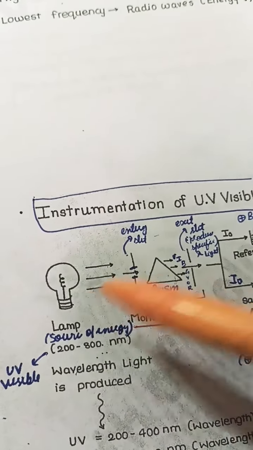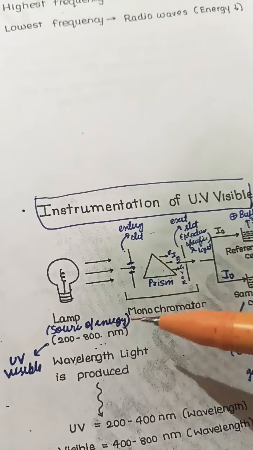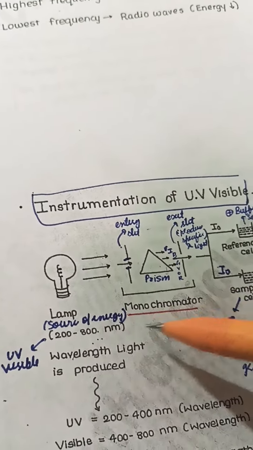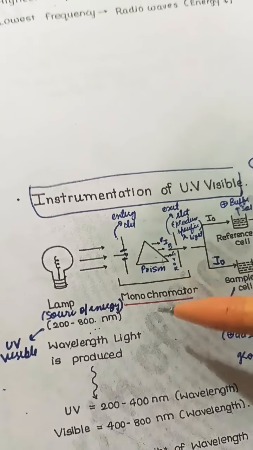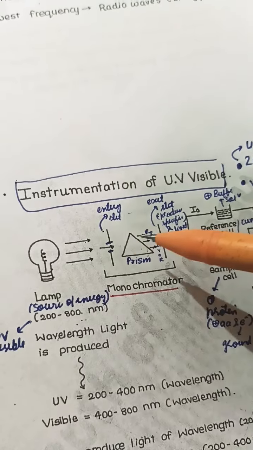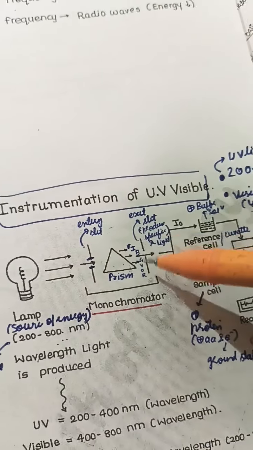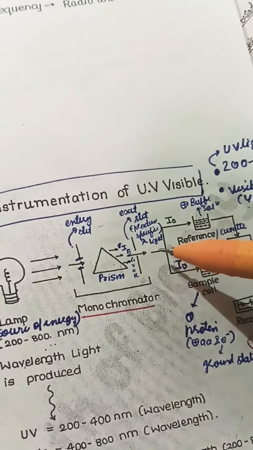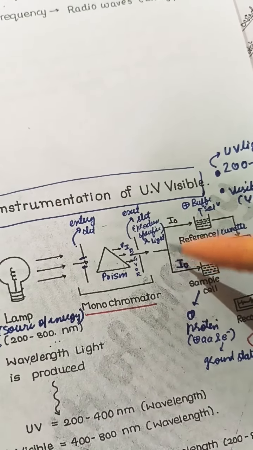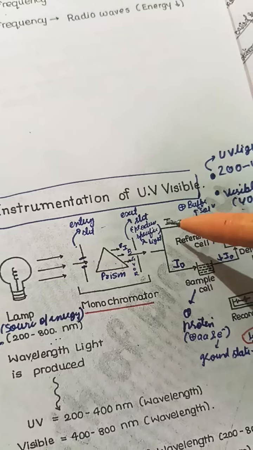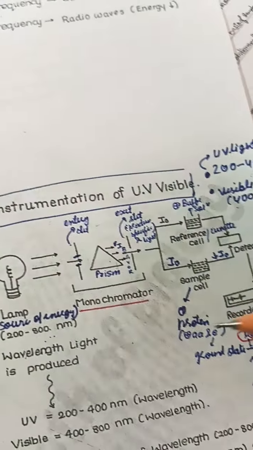Now the lamp will act as a source of energy and emit light rays, which enter the monochromator through the entry slit and pass through the prism inside. These rays pass through the prism to produce the VIBGYOR, as we know. Now the light passes through the exit slit, which produces a specific wavelength of light of equal intensity, and it passes through the buffer solution present in the reference cell and the sample cell.